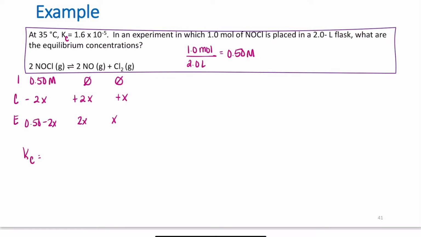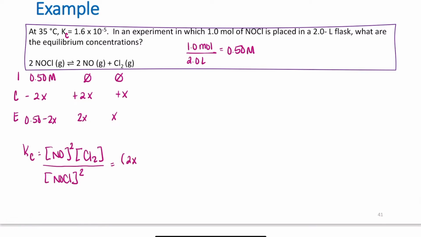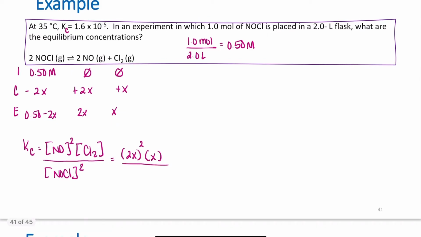Write out your Kc expression. Your Kc expression is the concentration of NO squared times the concentration of Cl2, divided by the concentration of NOCl squared. Plug in what I have from the table itself. Concentration of NO at equilibrium is 2x squared. Concentration of Cl2 is x. And concentration of NOCl is 0.50 minus 2x.